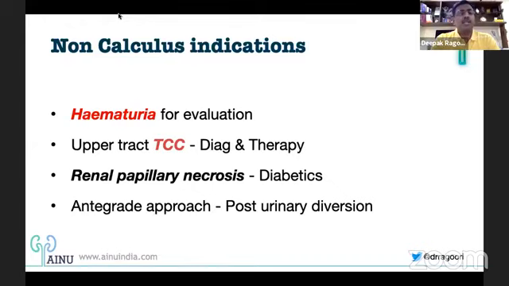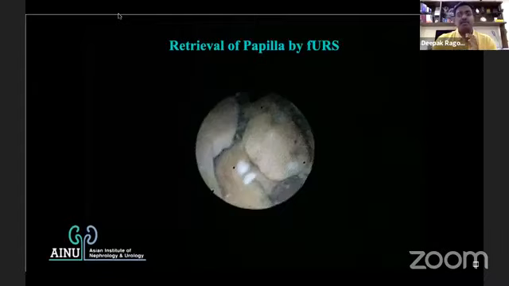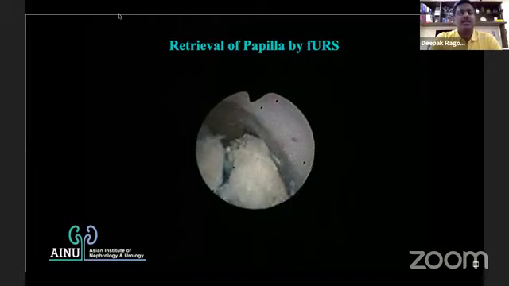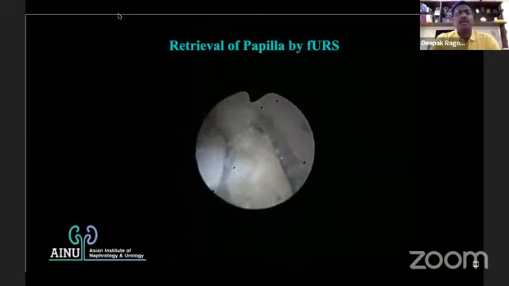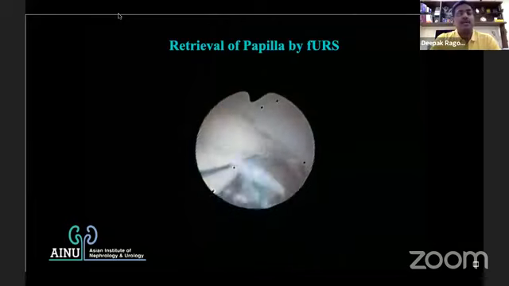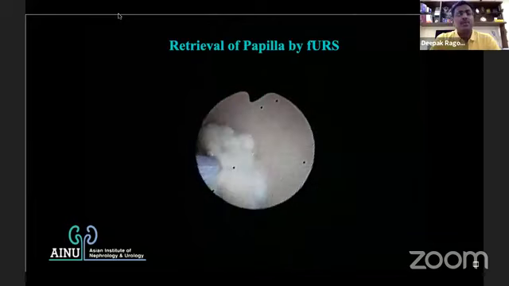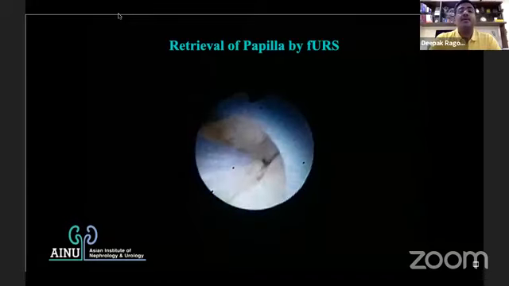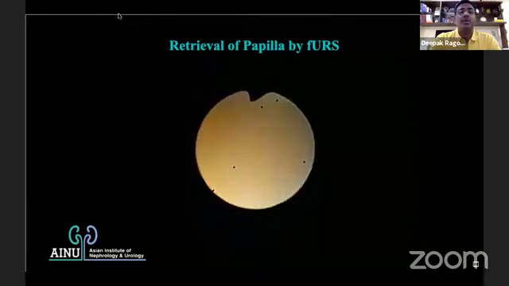And then of course an antegrade approach in post-urinary diversion scenarios. And this is the case which I was telling, where this is a common scenario in our condition, where a lot of diabetics we see in day-to-day practice, they'll have these necrosed papillae floating in their PCS. But we would normally pull out our stents and then send them home. But these papillae are just waiting there to come down and get the ureters blocked.